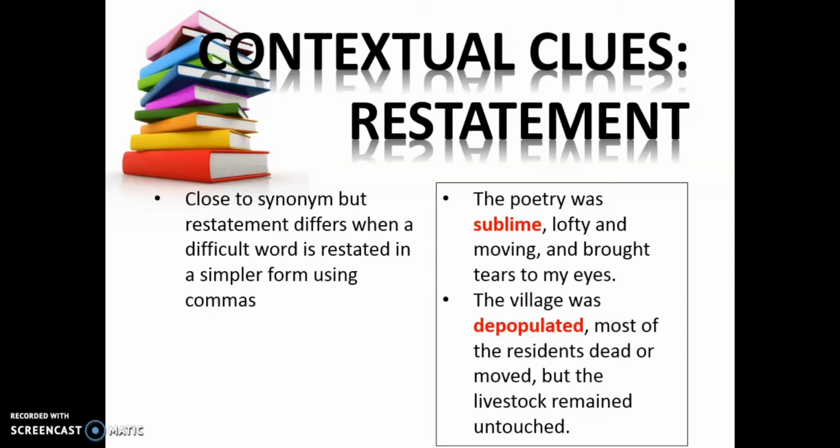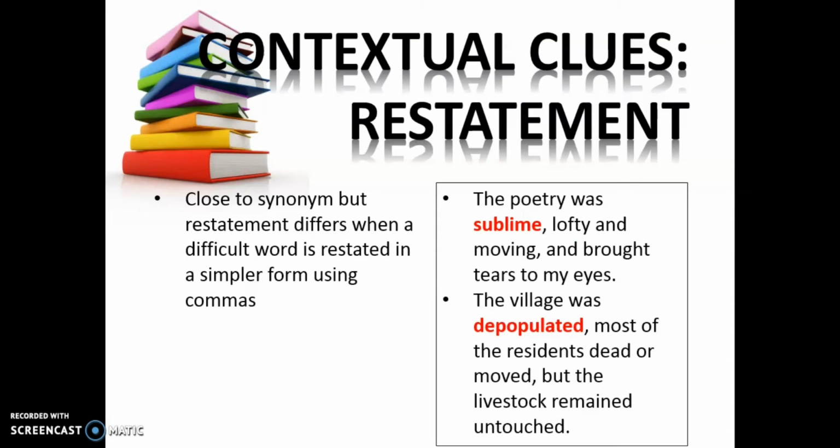So basically here, the word sublime, the author restated in a simpler connotation. Sublime: it is notable, magnificent, glorious. If you describe something as sublime, what you imply here is that it has a wonderful quality that affects you deeply because it is lofty, moving. It brought tears to your eyes.